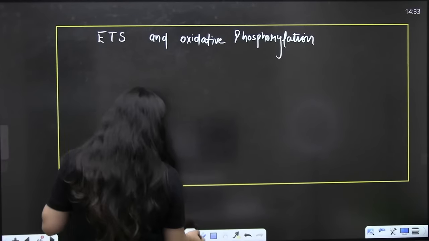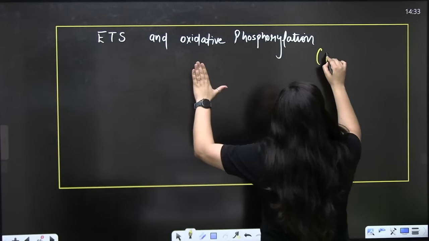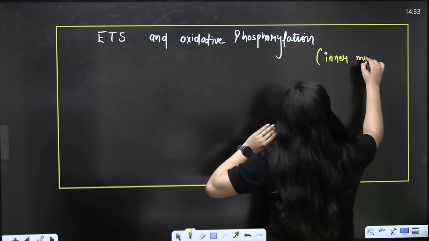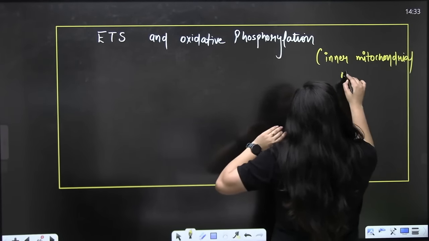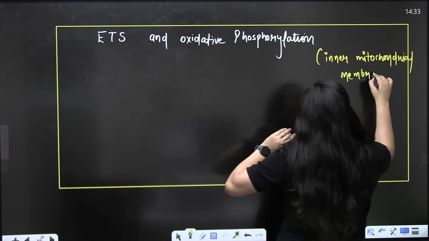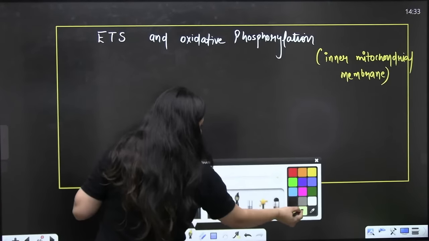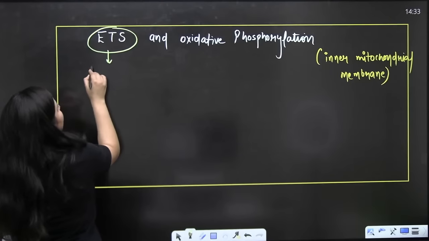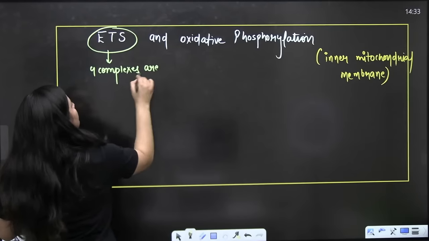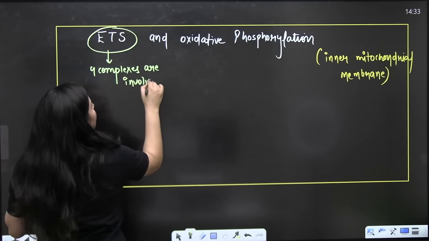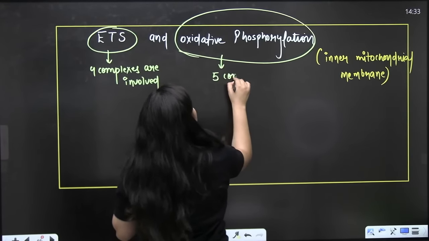Okay. So, when you talk about the electron transport chain and oxidative phosphorylation, this process is going to take place in the inner mitochondrial membrane. Where will it take place? It takes place in the inner mitochondrial membrane. Now, when it is the electron transport system, a total of 4 complexes are involved, right? And when it is oxidative phosphorylation, the 5th complex is involved.